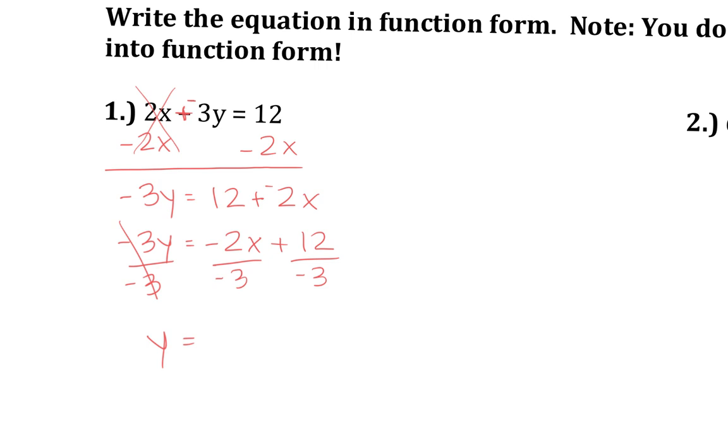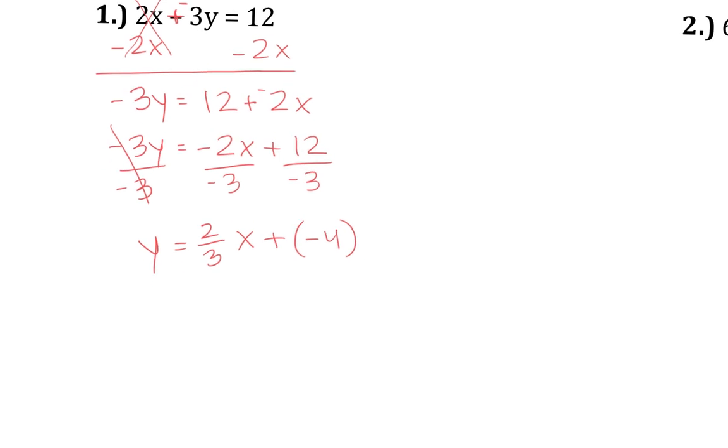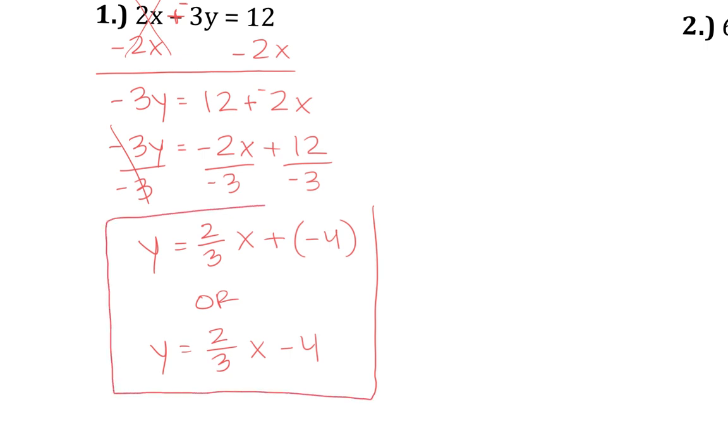All right, then negative 2 divided by negative 3. Well, that does not go in evenly, so I'm just going to leave it as a fraction, but I can make it a little bit simpler in that a negative divided by a negative is positive. So I'm going to write this as positive 2/3 x, then plus 12 divided by negative 3 is negative 4. So you can either write this as y equals 2/3 x plus negative 4, or it could be y equals 2/3 x minus 4. And either of those answers would be just fine.